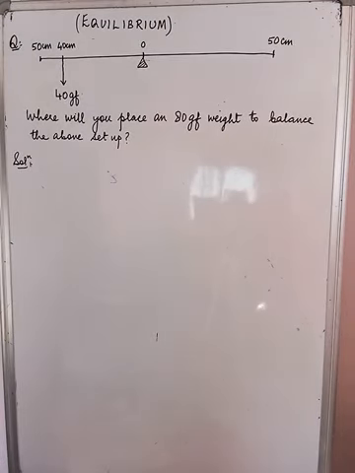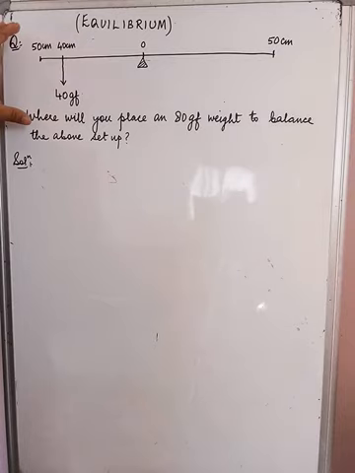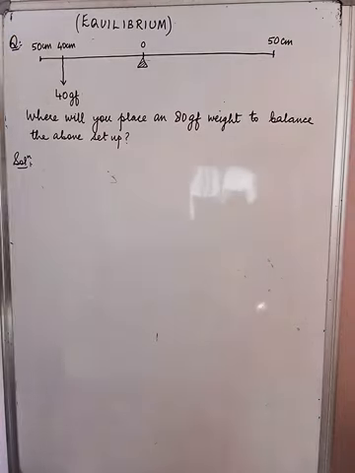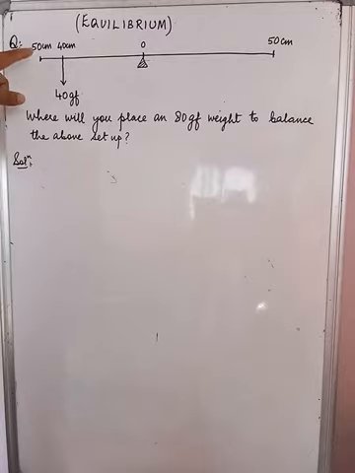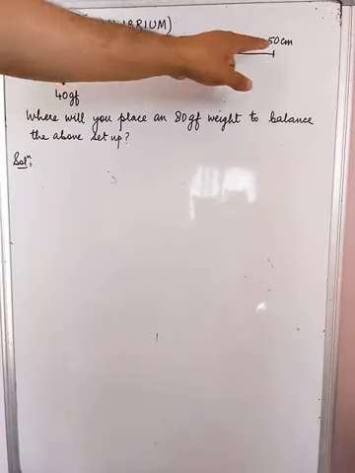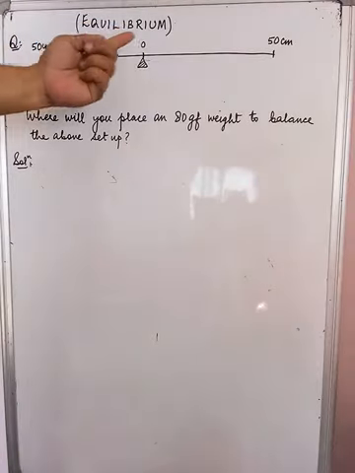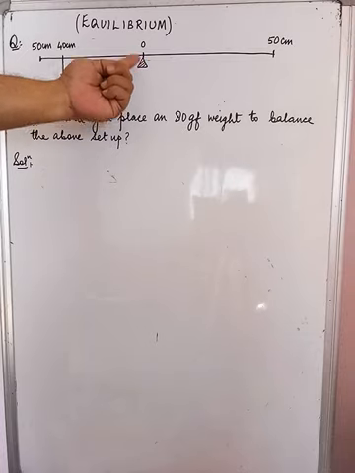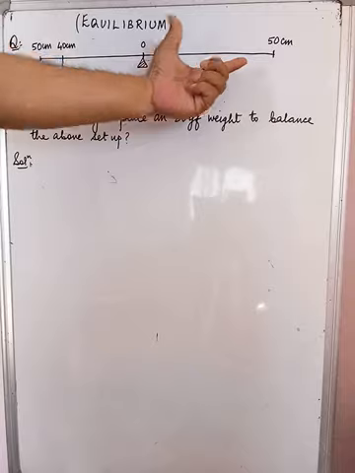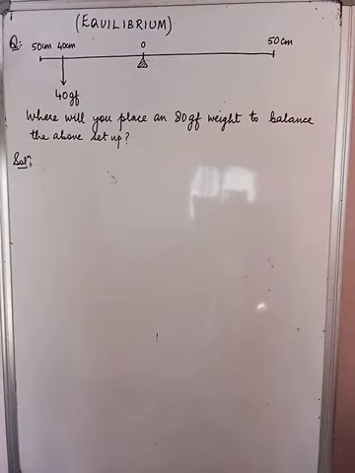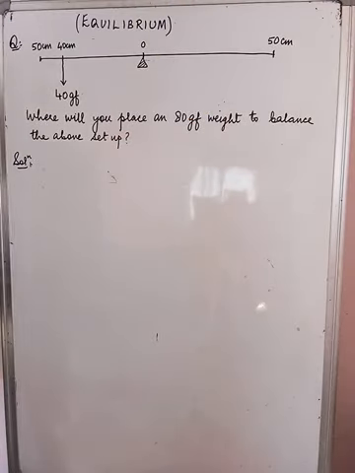Okay, so now over here, I have taken up a question to explain that equilibrium situation in more detail. Let us just understand the question first. This is a meter rule. This is the pivot point O in the center, 50 centimeter this way, 50 centimeter that way. So this is a uniform meter rule that we had discussed, if you remember.